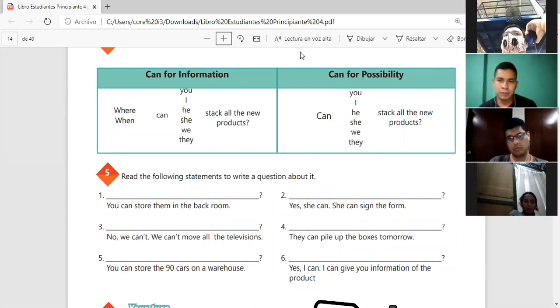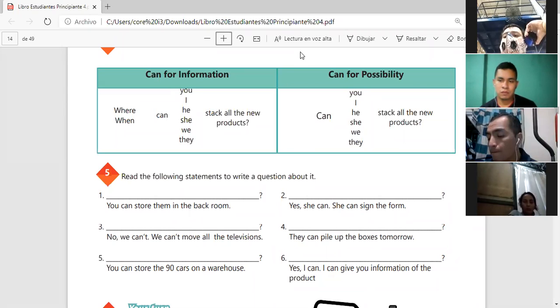Permission? ¿Y cuál es el permiso que le estoy pidiendo en ese caso? Sí, es permiso. When can you send me the information? For information, teacher. Exactly, it's only information. Yes, it's only information.